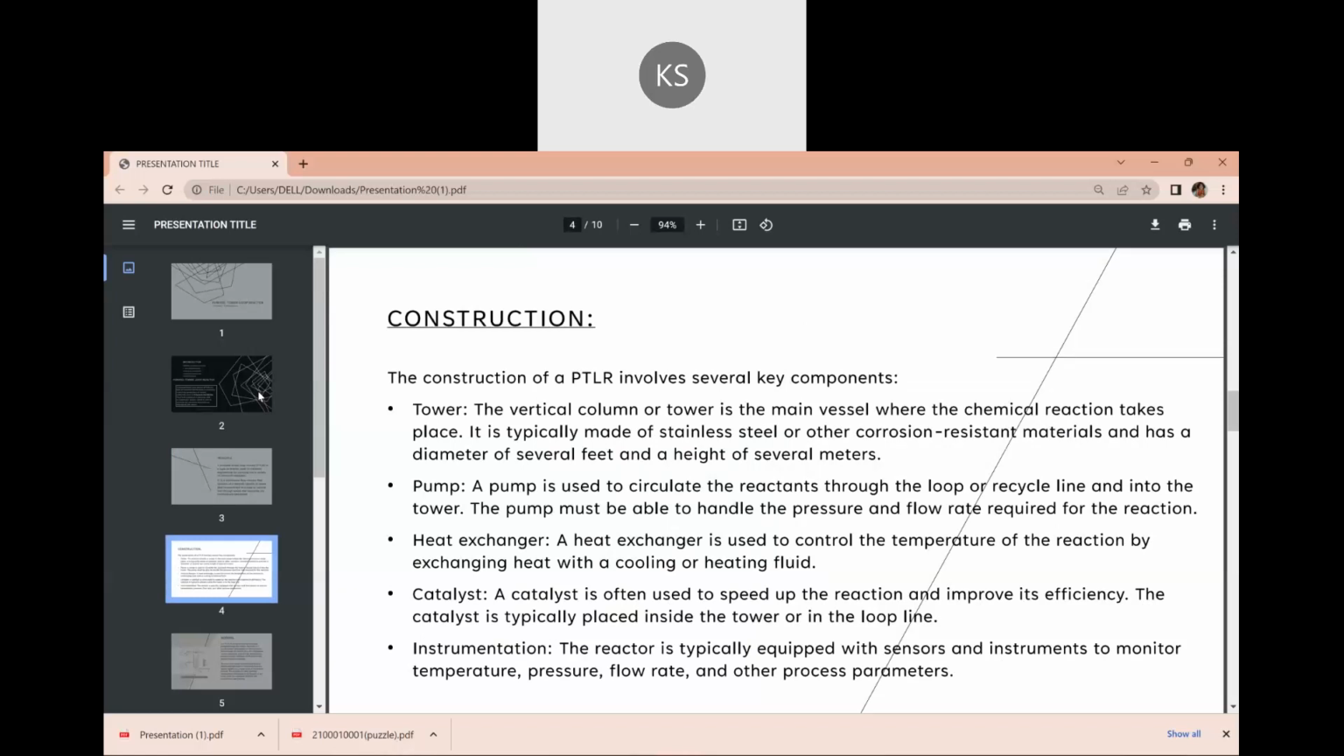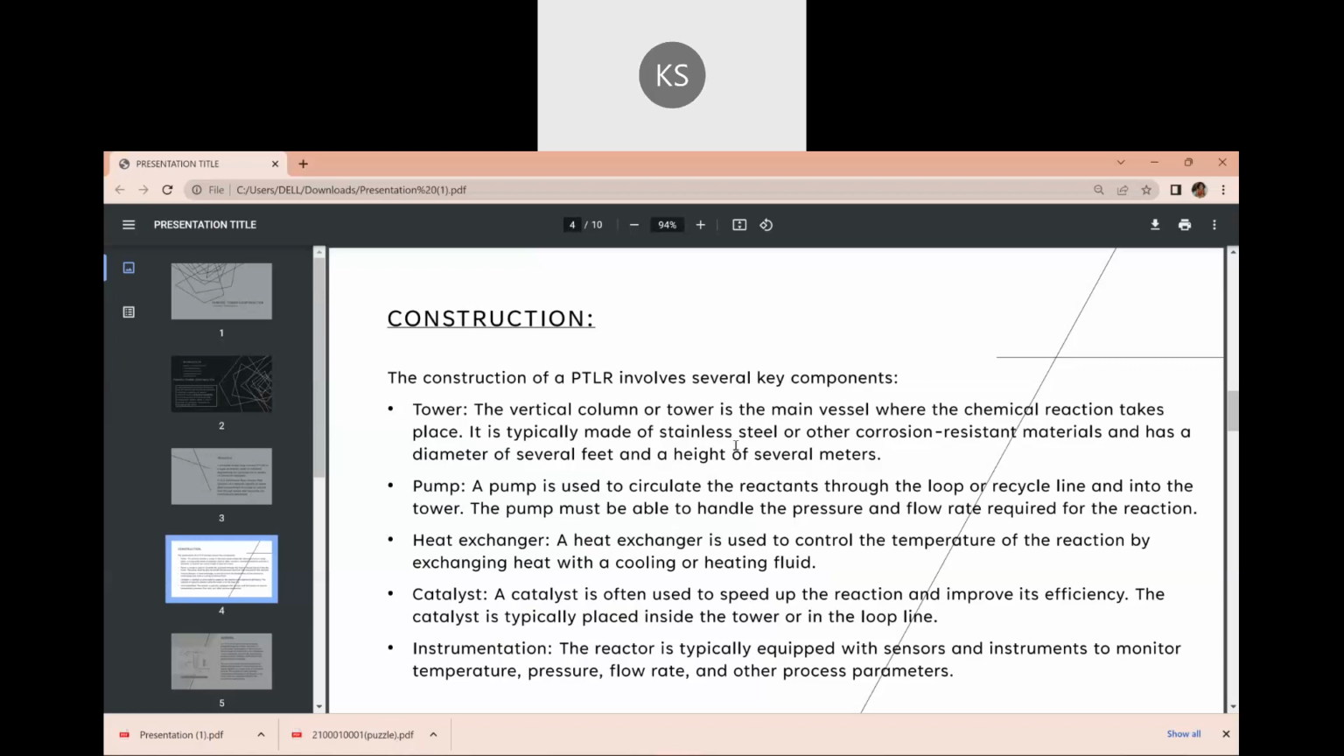When it comes to the tower, the vertical column or tower is the main vessel where the chemical reaction takes place. As we have reviewed before, this is the place where all the reactants are circulated. The tower, being a vertical column, is where all the reactants are constantly circulated. This is the place where the reaction happens.